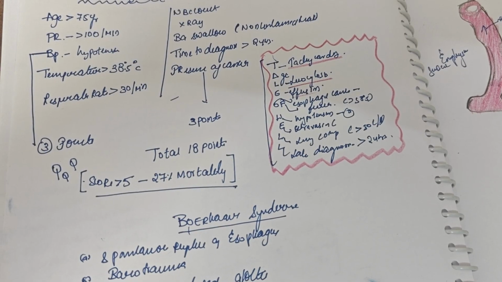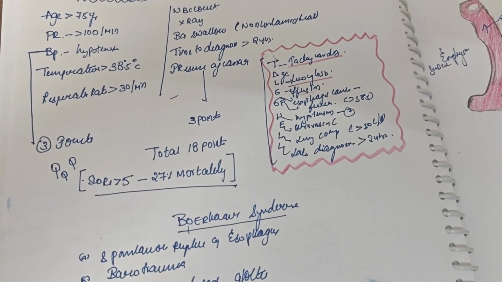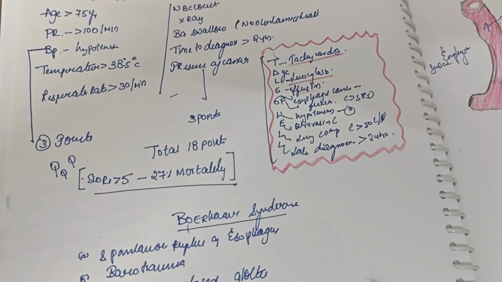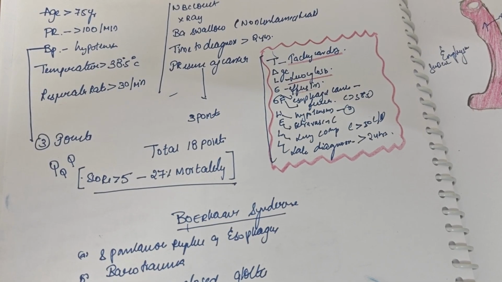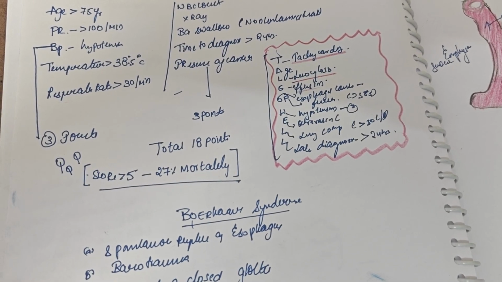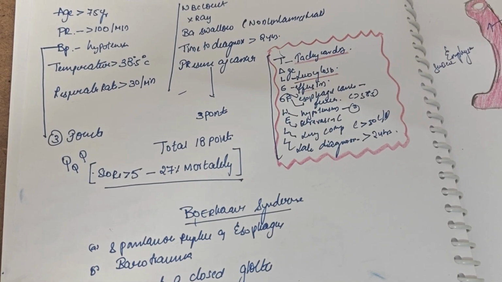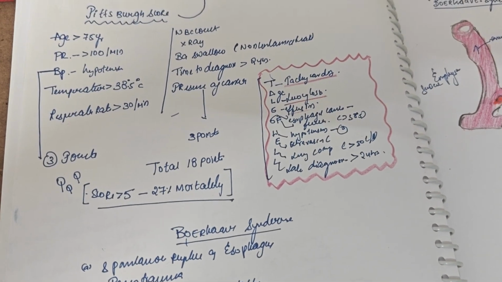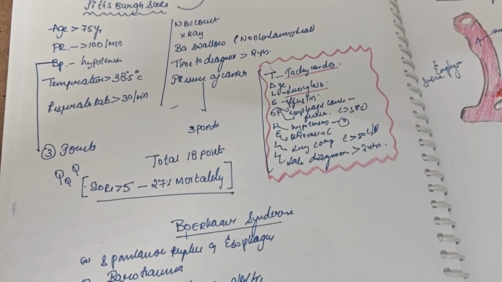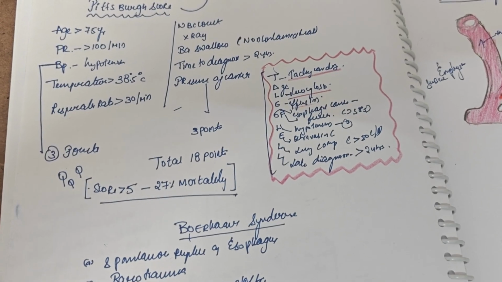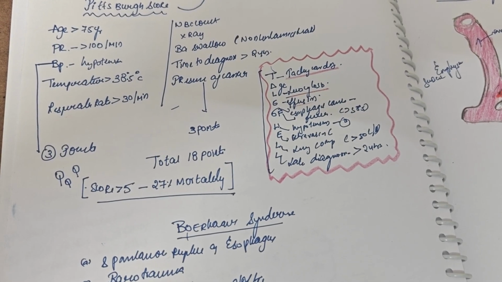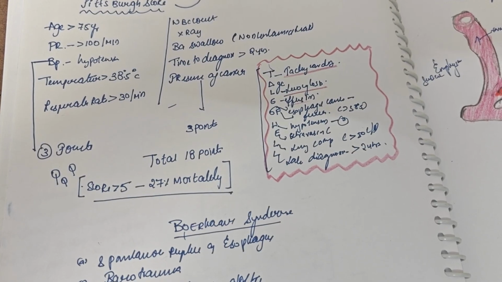What is H? H is for hypotension, E for extravasation, L for lung cancer, late diagnosis or lung compromise, more than 30 per minute. Now, say, for example, you have points for each of these. The point here is hypotension gives 3 points. Presence of cancer has got 3 points.